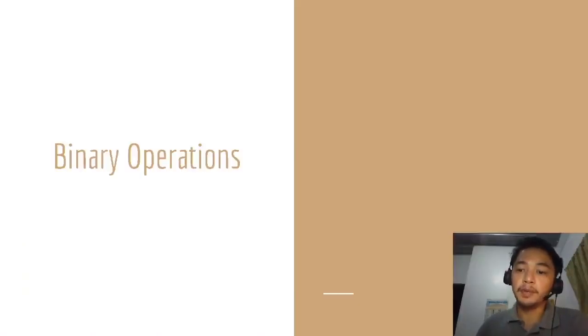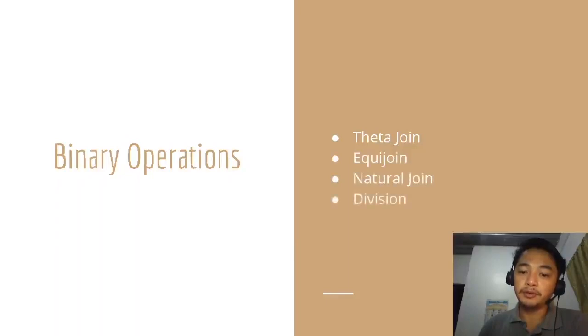Thank you, Raymond. I'm Juan Gonzalez and I will be talking about binary operations. What is binary operations? Binary operations combines two input relations into one output relation. In this section, we will be looking at four binary operations: theta join, equijoin, natural join, and division. Some of the operations that will be discussed in this section will use selection and projection mentioned in the previous section.